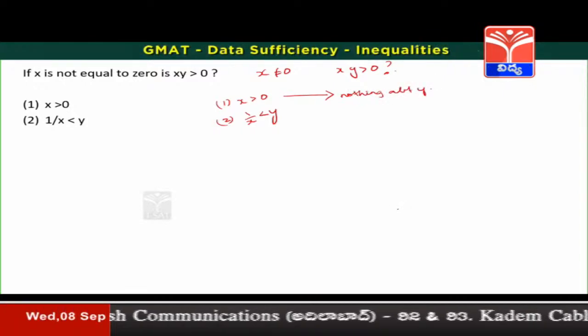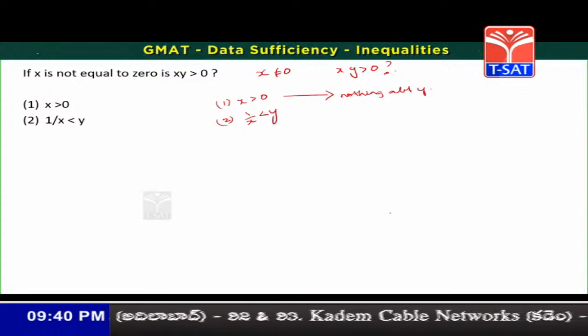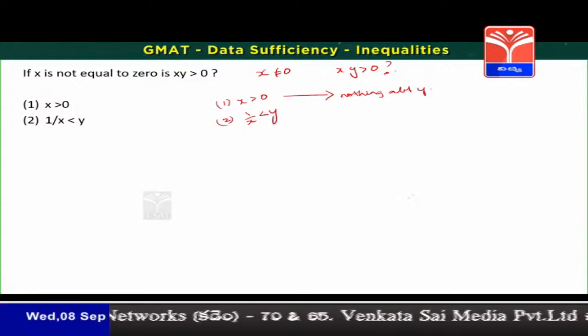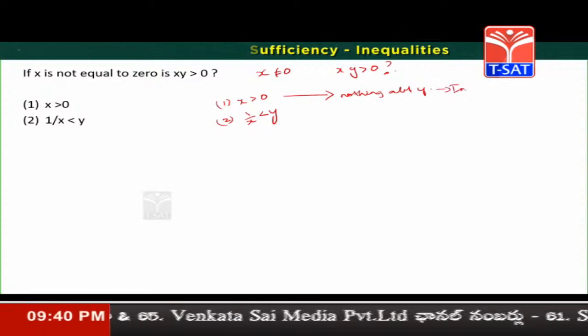If y is also greater than 0, then xy will be greater than 0. If y is less than 0, xy will be less than 0. So, therefore, statement 1 alone is insufficient to answer the question.